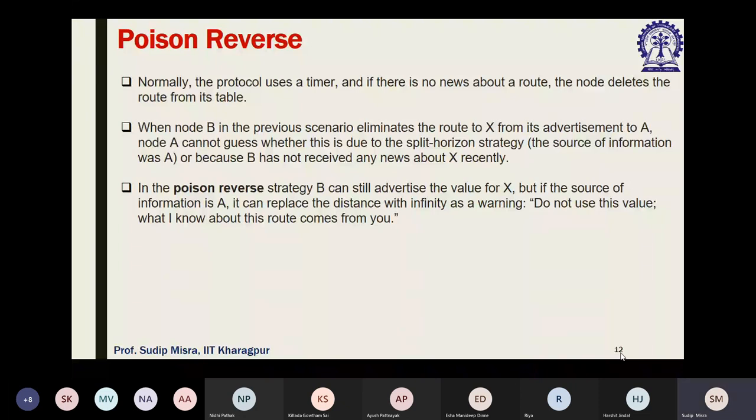Right? So this might be a little confusing. What you do is work out that count to infinity problem yourself and then go through this once more. Then you would be able to correlate with whatever these strategies mention. Okay. So that's all, nothing more in this part.